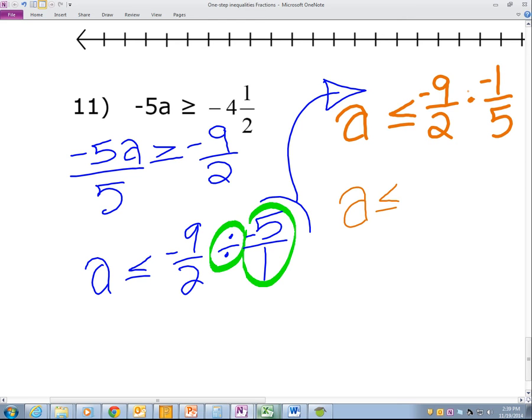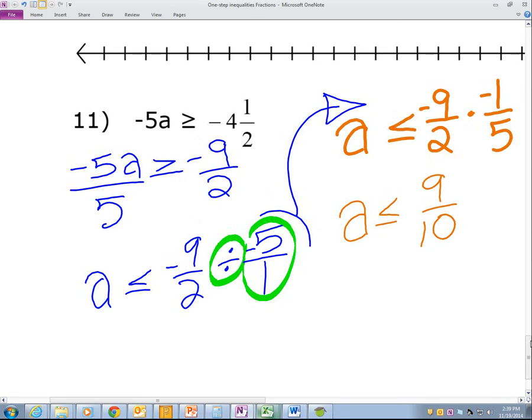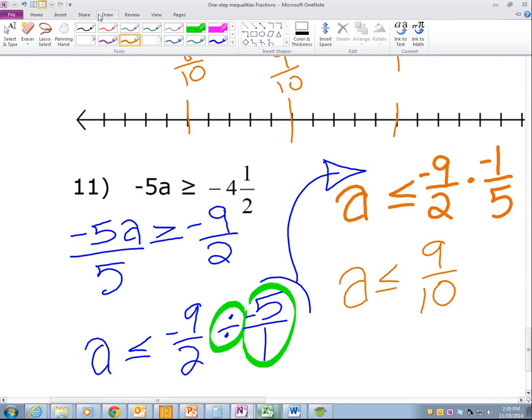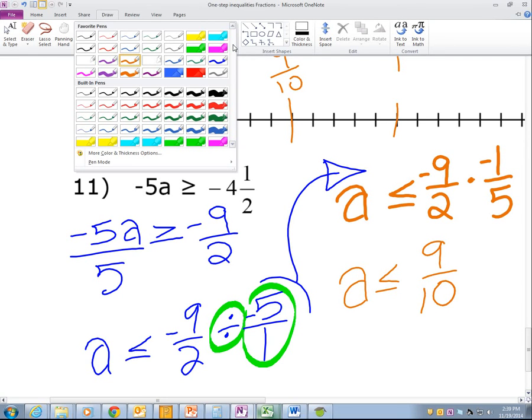All right. So we have 9 times 1 is 9. 2 times 5 is 10. The correct answer is a is less than or equal to 9/10. 1, 2, 3, 4, 5. Which is also 4/5.